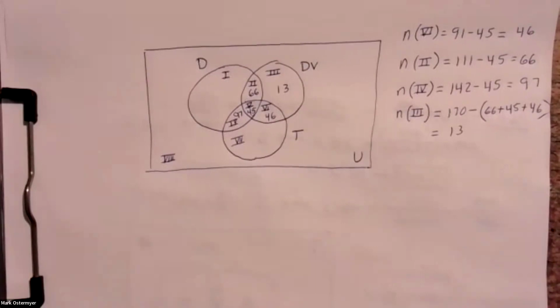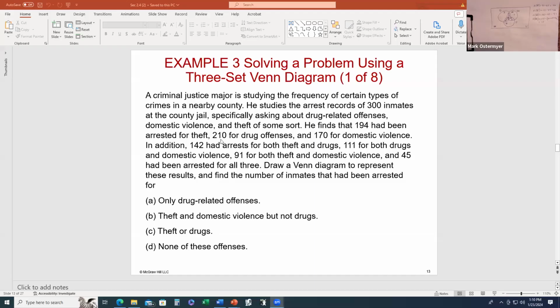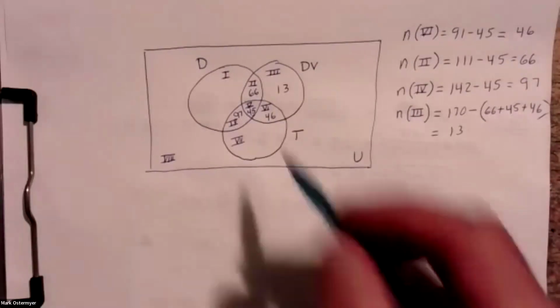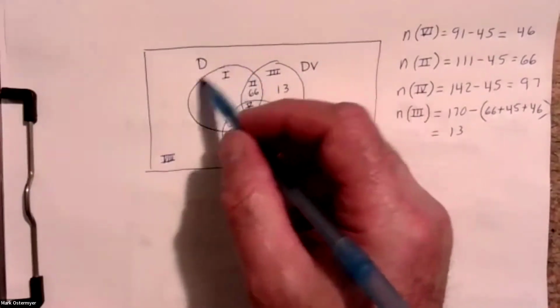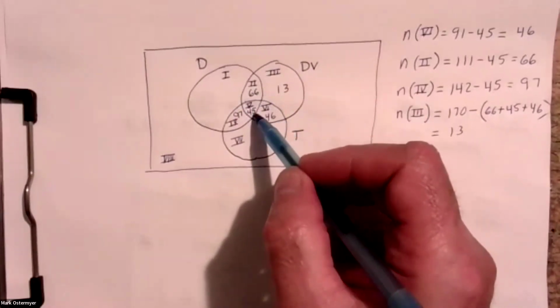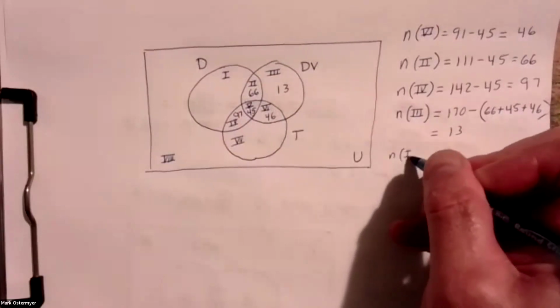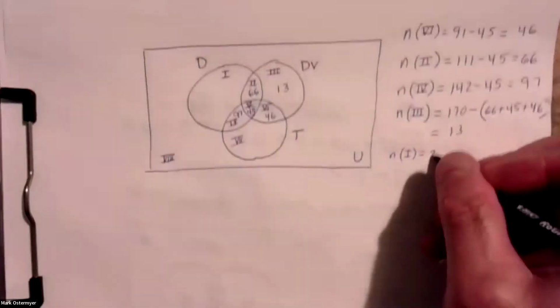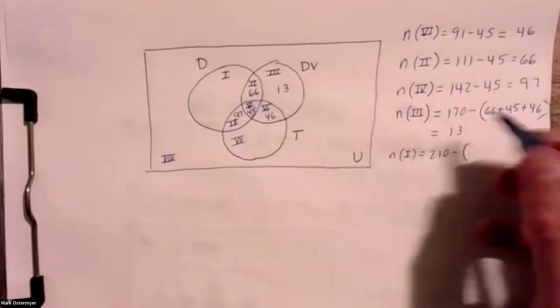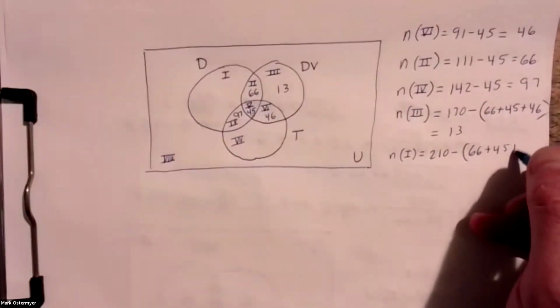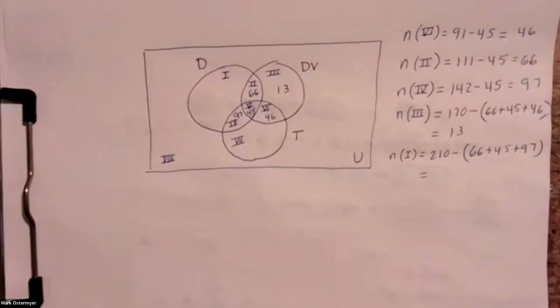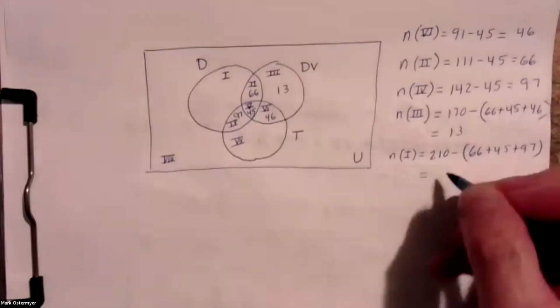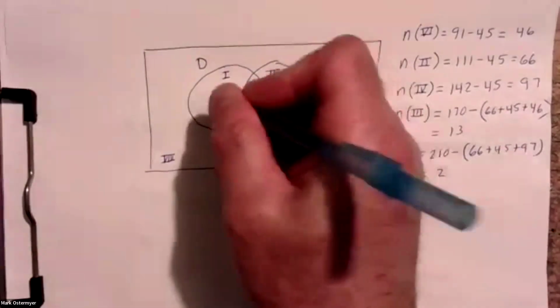All right, that's 170. We continue to read backwards through the word problem here. We run into number 210. 210 for drug offenses. But of the 210 drug offenses, how many have been accounted for? Well, 66, 45, and 97. So the cardinality of region one is going to be, you can tell I'm getting old. I can't remember these numbers. I've got to keep flipping back. Was it 210? All right. So 210 minus the sum of those that have been counted for, which is 66 plus 45 plus 97. Get on your calculator and dial that up and tell me how many. Two inmates. Okay. So only two inmates had only drug offenses. Only two. That's it.